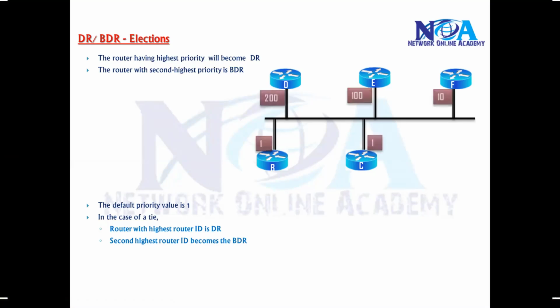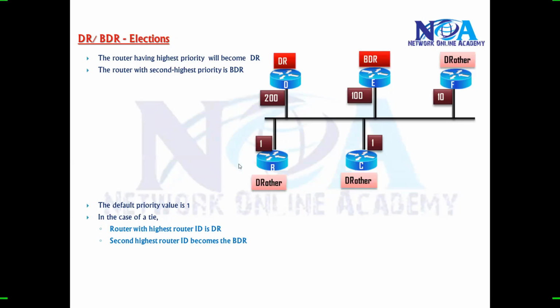In this example, 200 is the highest, so that particular router D will become the DR. The next highest is 100, so that will become the BDR. Compare that with the other values like 10, 1, 1. So the default election is done based on the priority value. Any router which is not a DR or BDR, as I said, will become a DROTHER. So technically we call them DR others.